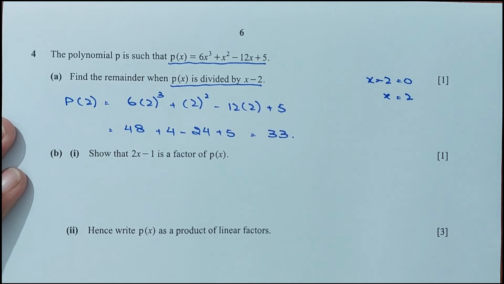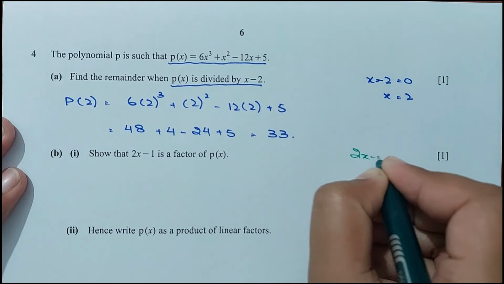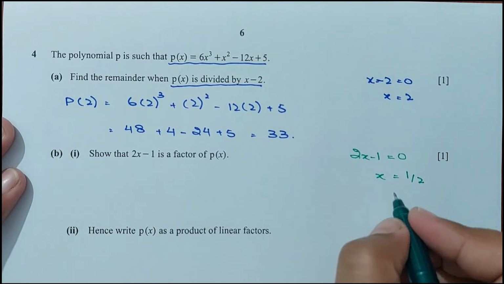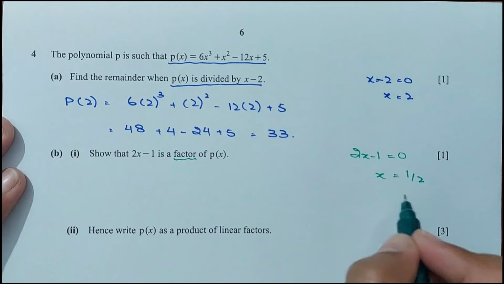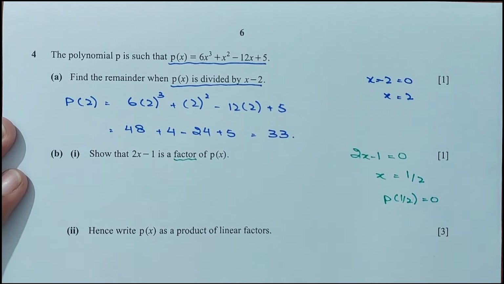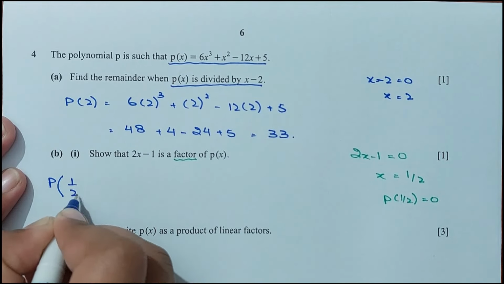Now for part B, number 1, show that 2x minus 1 is a factor of p of x. Okay, so again we can say 2x minus 1 equals to 0. So what is x? X is 1 by 2. We have to solve. If it is a factor, it means p of 1 by 2 should be equal to 0. Let's see. P of 1 by 2, let me simplify.